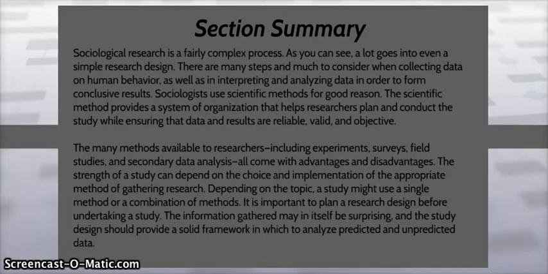Sociological research is a fairly complex process. As you can see, a lot goes into even a simple research design. There are many steps and much to consider when collecting data on human behavior, as well as interpreting and analyzing data in order to form conclusive results. Sociologists use scientific methods for good reason. The scientific method provides a system of organization that helps researchers plan and conduct the study while ensuring that data and results are reliable, valid, and objective.